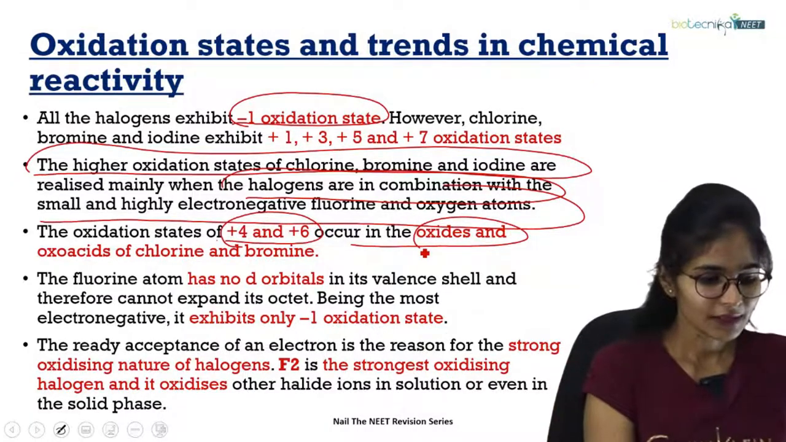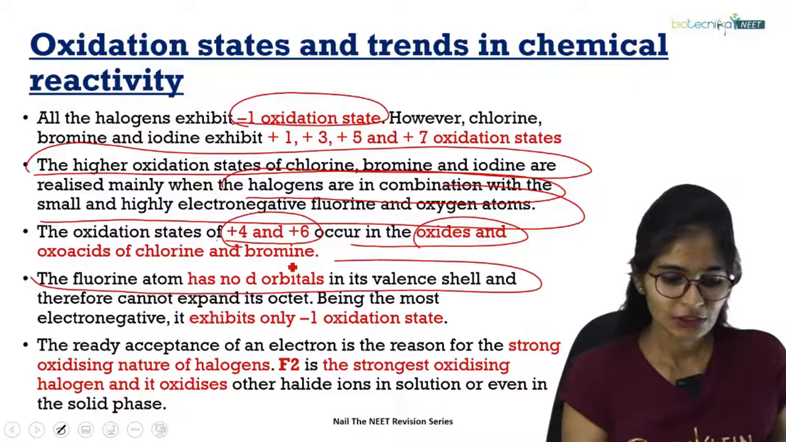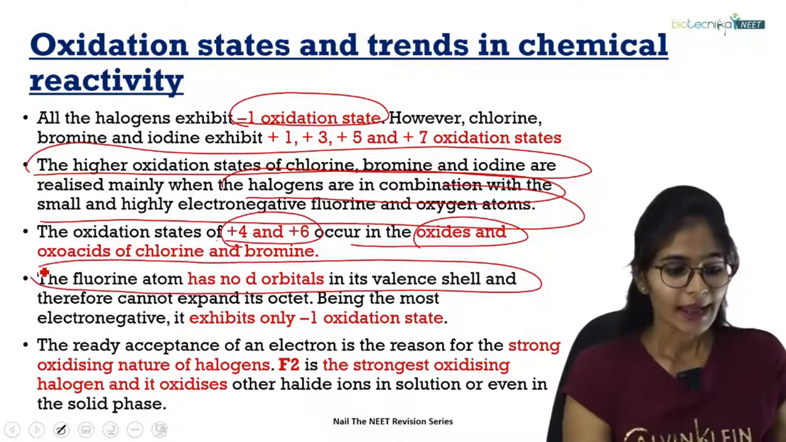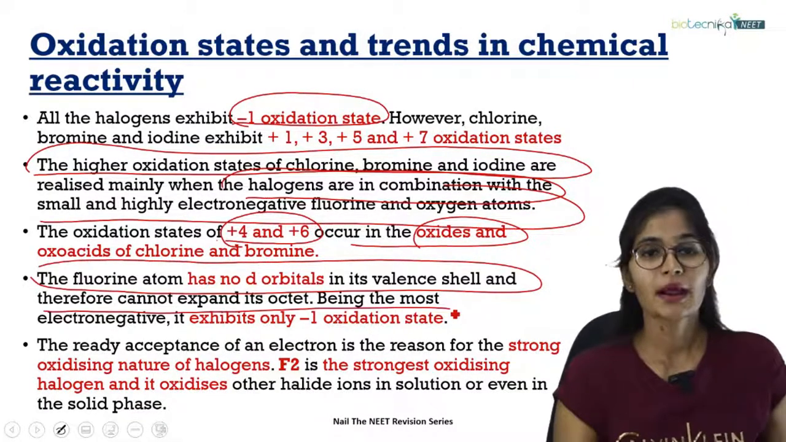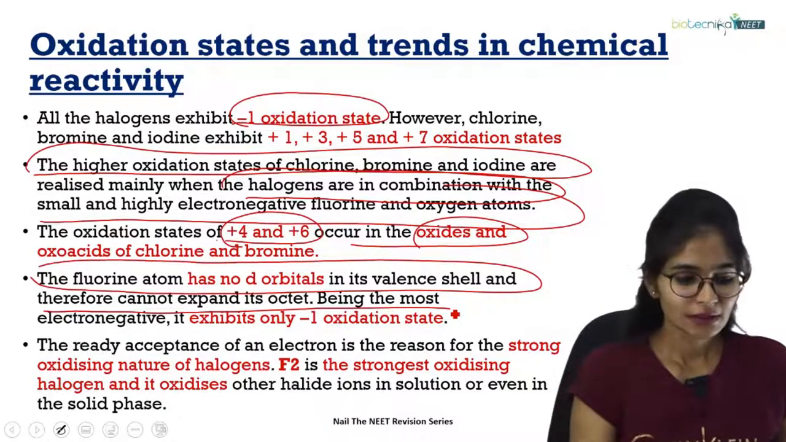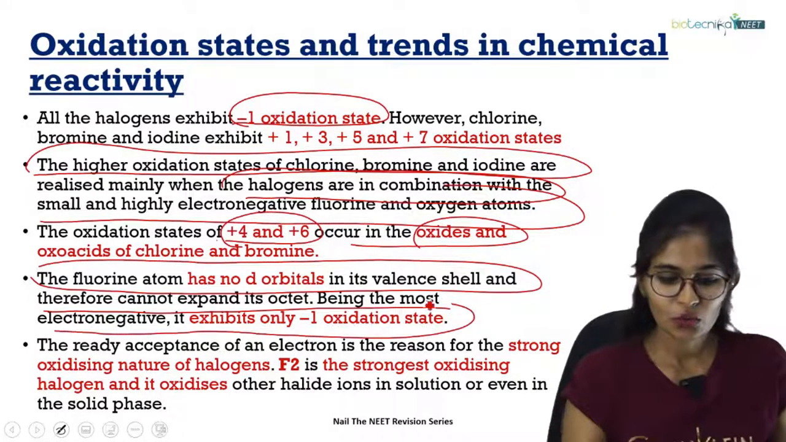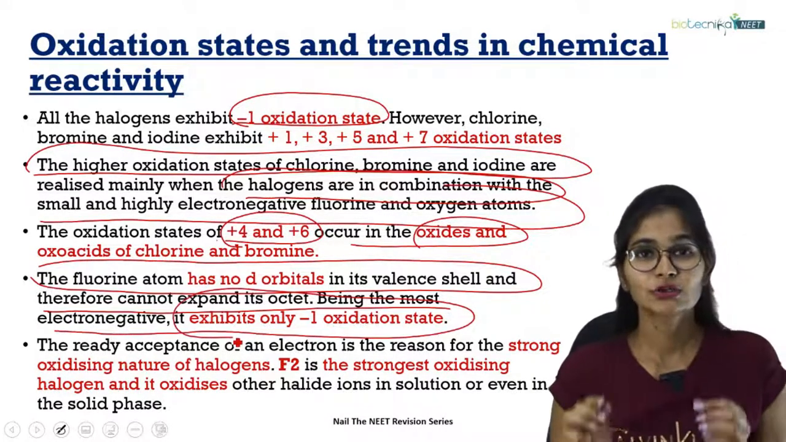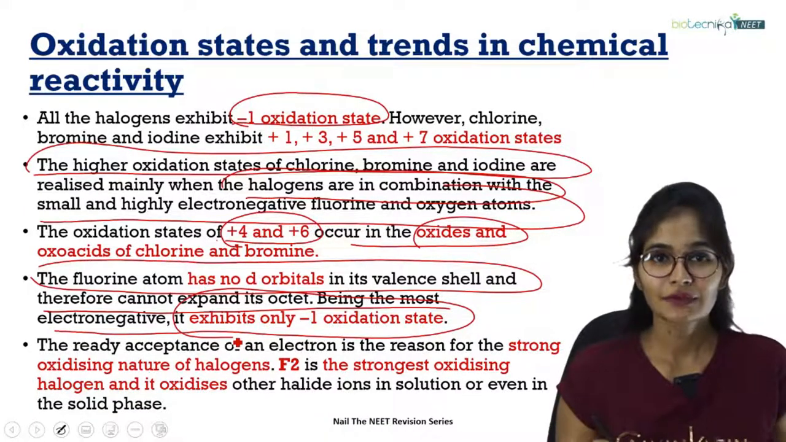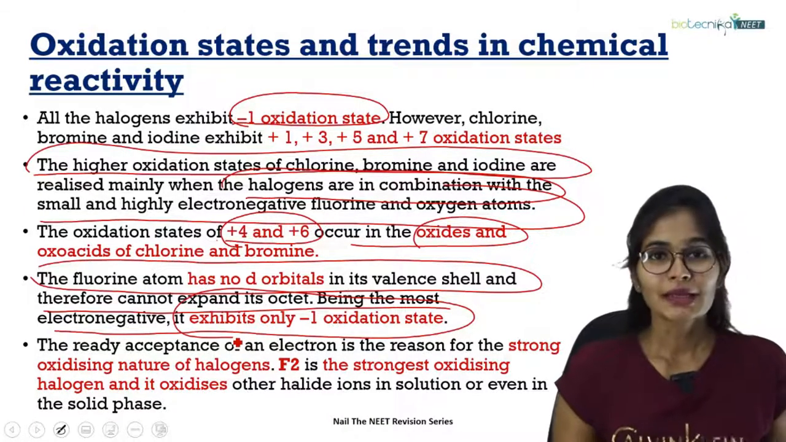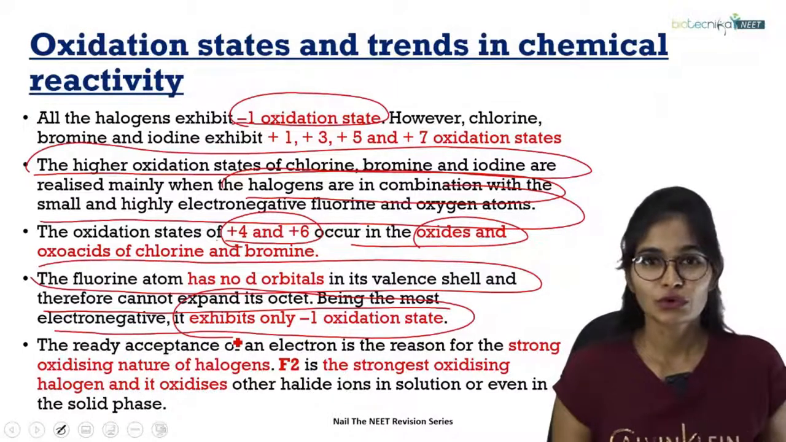Apart from that, the fluorine atom has no d orbitals in its valence shell, and therefore it cannot expand its octet, and being the most electronegative, it exhibits only the -1 oxidation state. So these are the reasons I have given with respect to the -1 oxidation state of the fluorine atom.